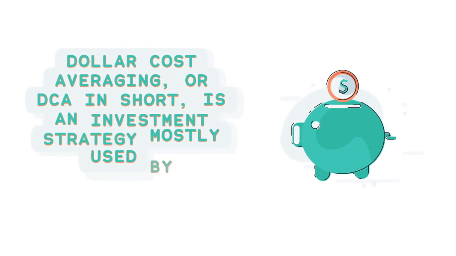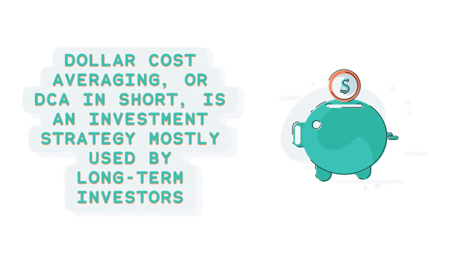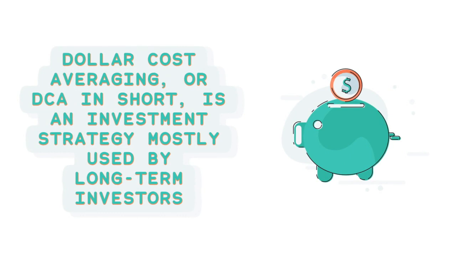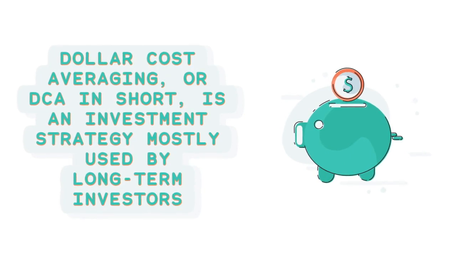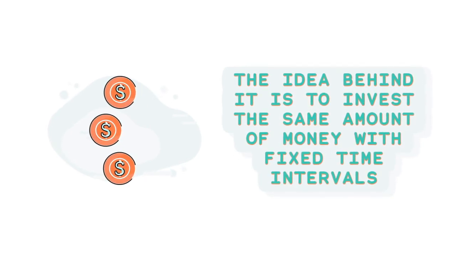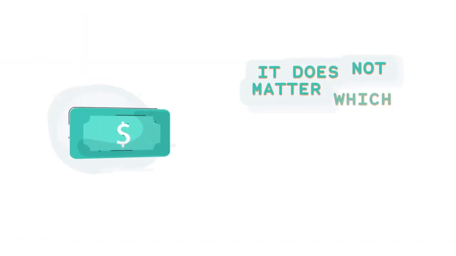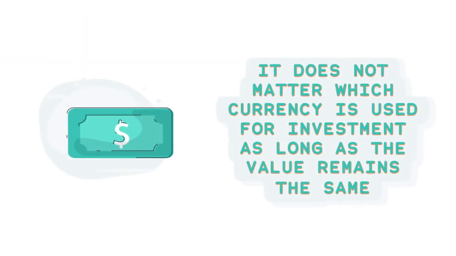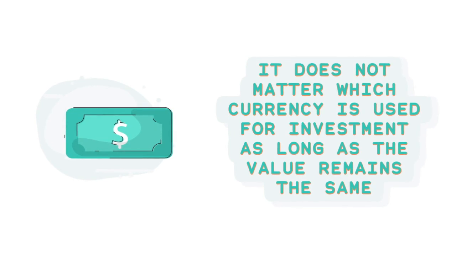Dollar cost averaging, or DCA in short, is an investment strategy mostly used by long-term investors. The idea behind it is to invest the same amount of money with fixed time intervals. It does not matter which currency is used for investment as long as the value remains the same.